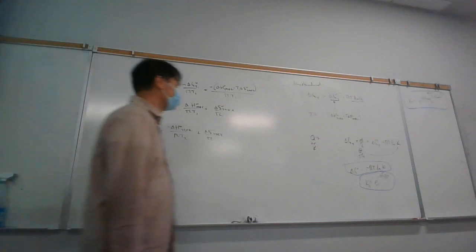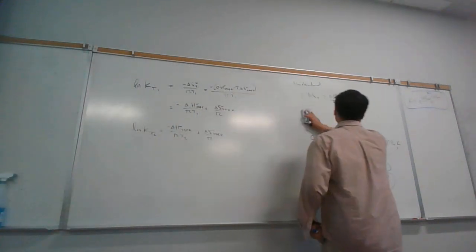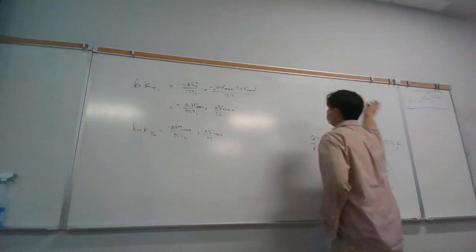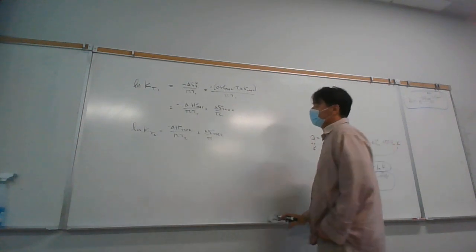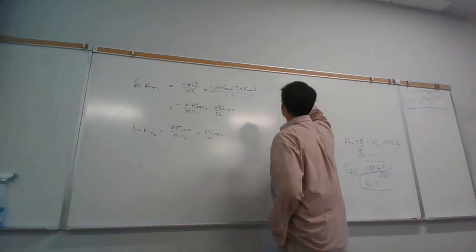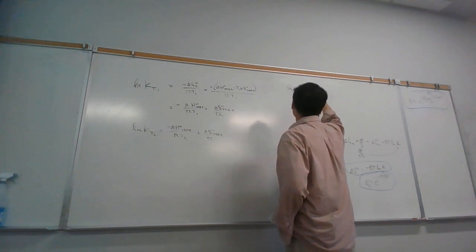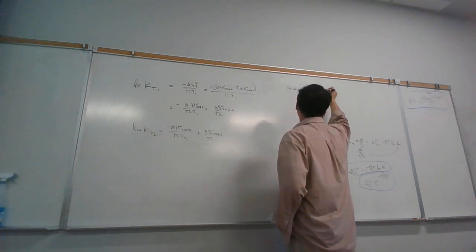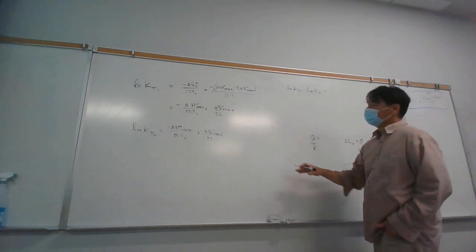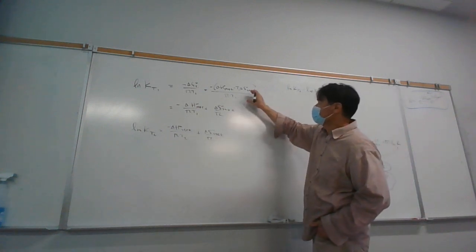Okay, why am I doing this? I'm doing this just to show you the derivation of this equation, which is a very useful equation. What we're going to do is take ln of K at T2 minus ln of K at T1, and so we'll take T2 minus T1.